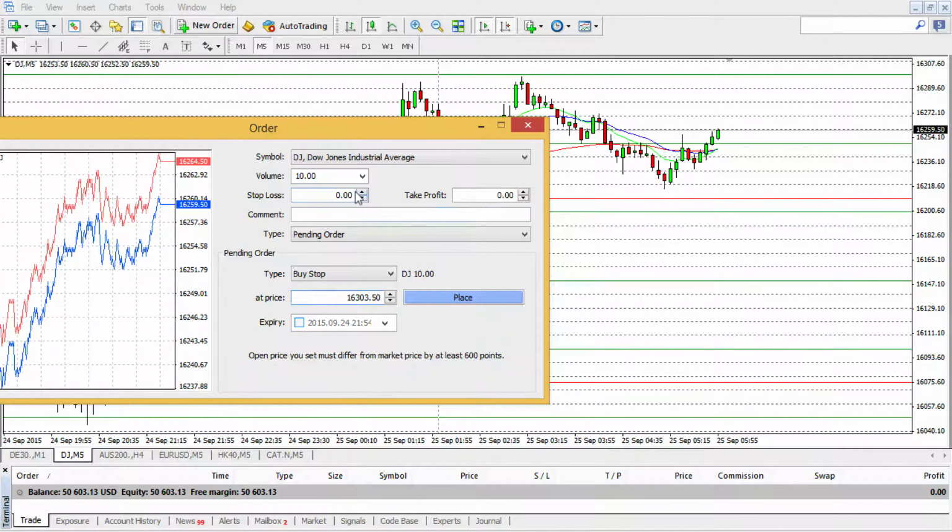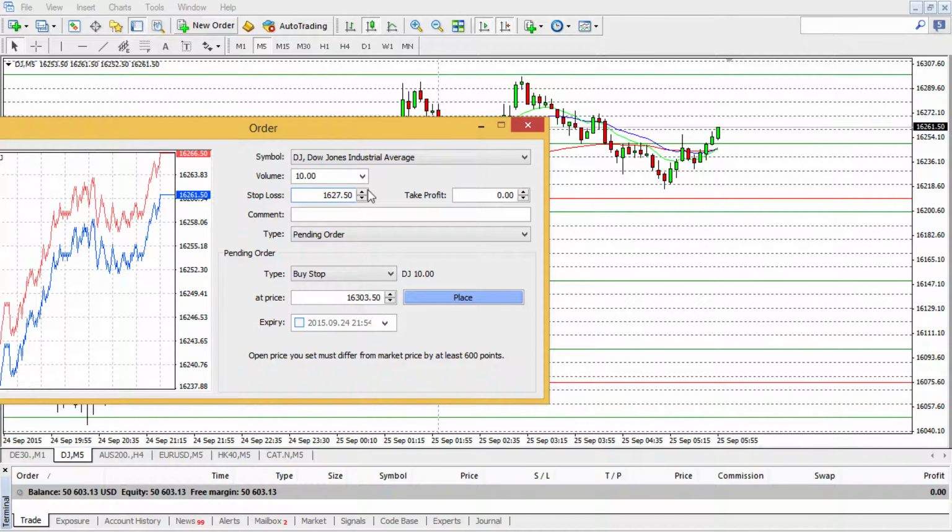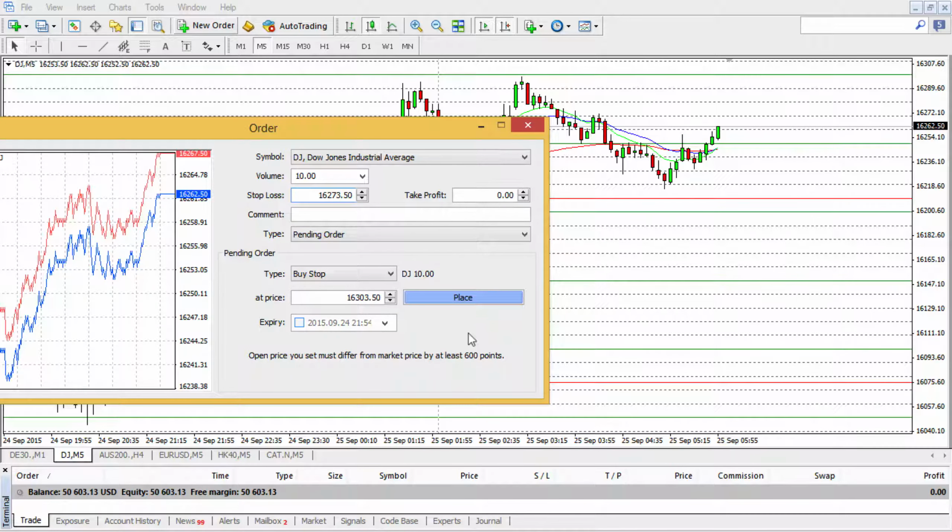We need to put the stop loss, let's say 30 again, and take profit. Let's leave it at 0 for the time being. And there's another important piece of information that I forgot to mention in the sell video. Let me do it now.